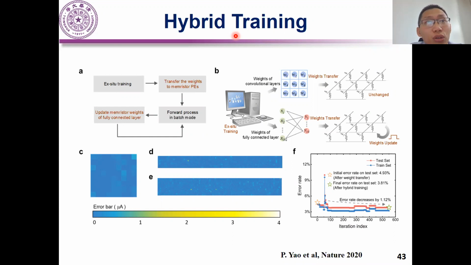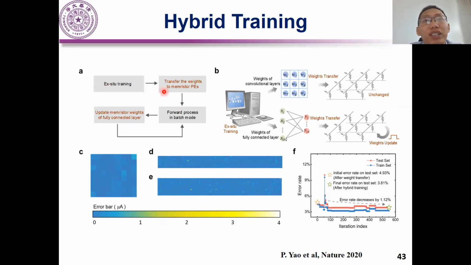So here, first we do an ex situ training on a computer. This ex situ training uses our end-to-end simulator as the training tool. So during the training process, all the non-ideal effects from the device level and the circuit level are already considered. So the trained weights, the weights after training, are more robust. They are immune to many variations.